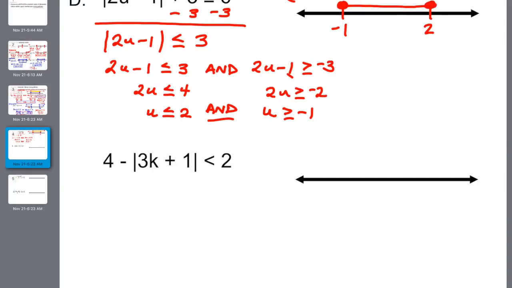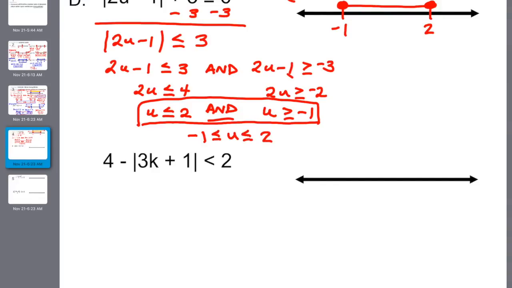to positive 2. If we're going to write that algebraically, we would say that u is less than or equal to 2, and u is greater than or equal to negative 1. That's one way, or we could say negative 1, that's our lowest boundary point, is less than or equal to u, and u is less than or equal to 2.